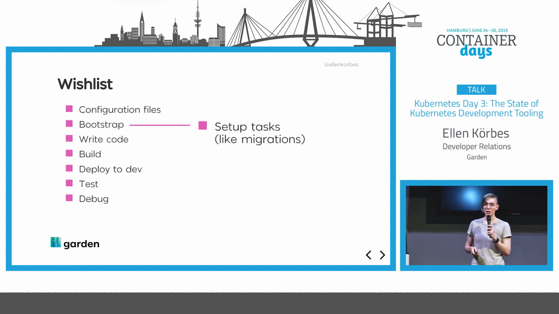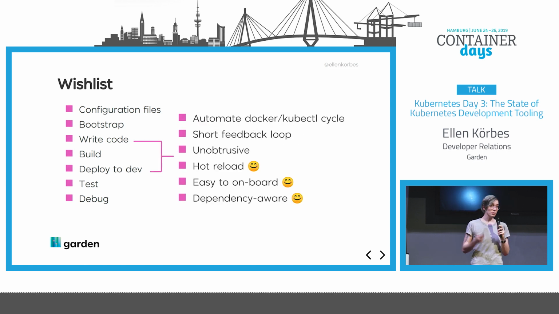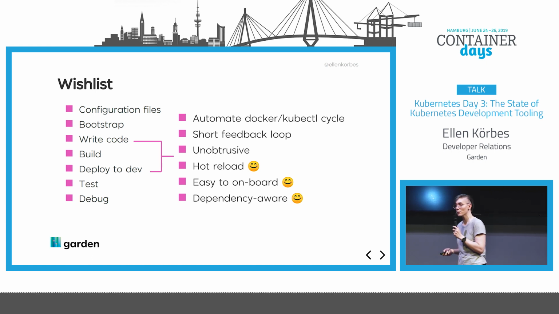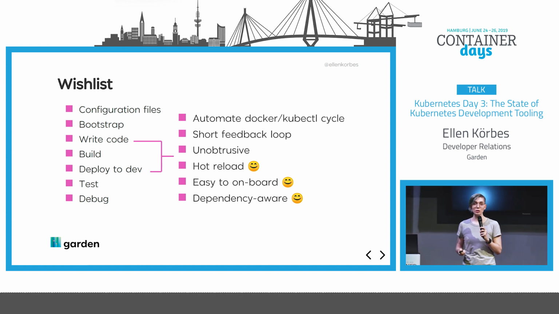Again, there are setup tasks, like I mentioned, to populate a database before I can test my service, that kind of thing. Then there is the development cycle. I don't want to have to type docker build, docker push, kubectl apply every time I change a line of code. That should be automatic. I want a short feedback loop. I shouldn't have to wait 30 minutes for CI to see if my thing worked or not. I want tools that don't get in my face.